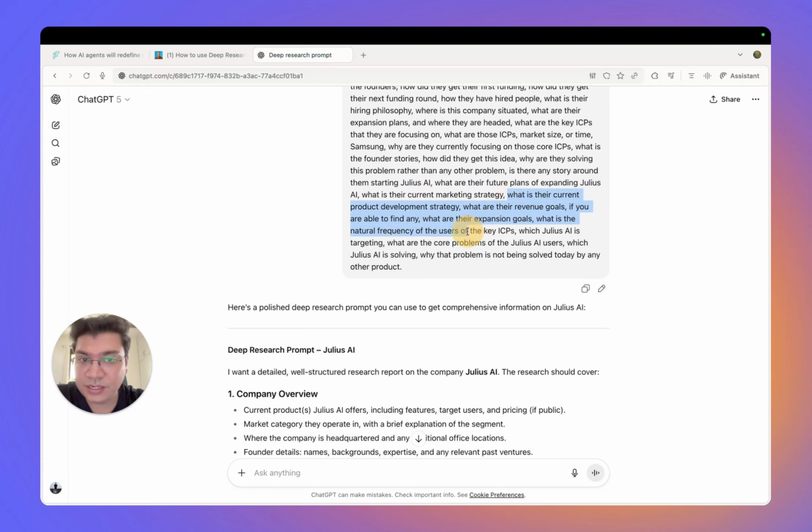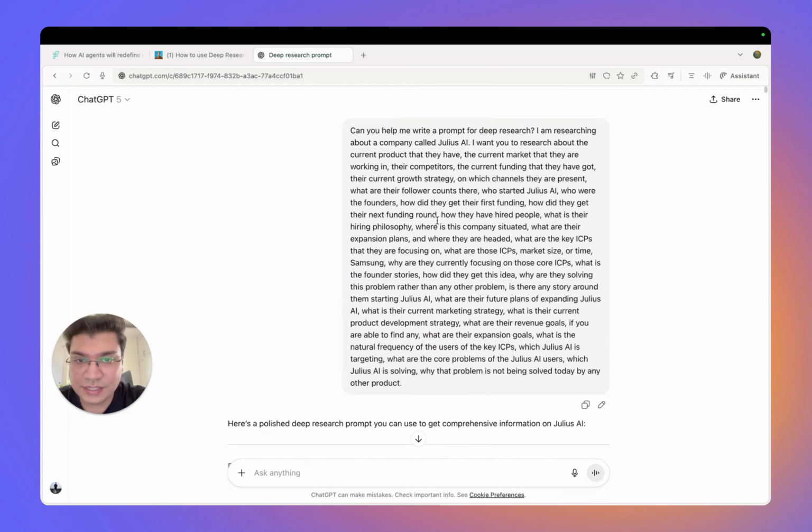What is their current product development strategy? What are their revenue goals, if you are able to find any? What are their expansion goals? What is the natural frequency of the users of the key ICPs which Julius AI is targeting? What are the core problems which Julius AI is solving? Why is that problem not being solved today by any other product?